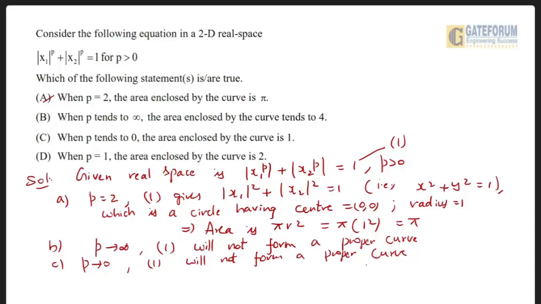Okay. Now, when I put in option D, p is equal to 1, then p is equal to 1, comma 1 gives mod x1 plus mod x2 is equal to 1. This is actually mod plus or minus x1 plus or minus x2. It represents 4 straight lines which is bounded by a square. That is, this equation represents a square bounded by lines.